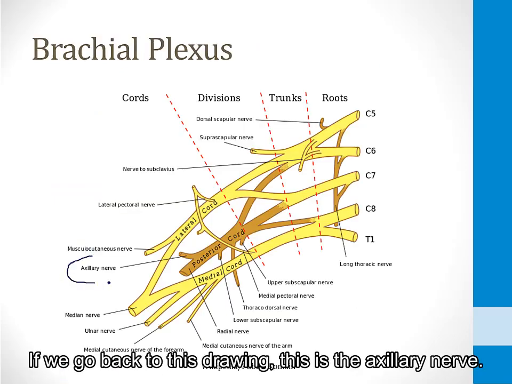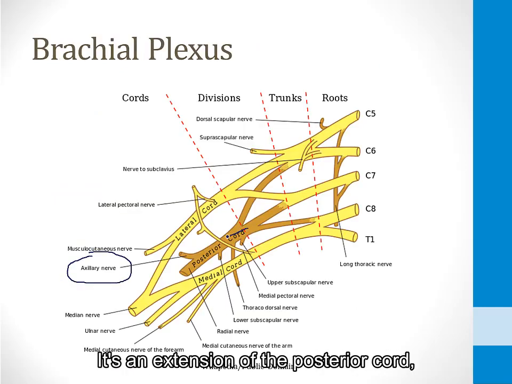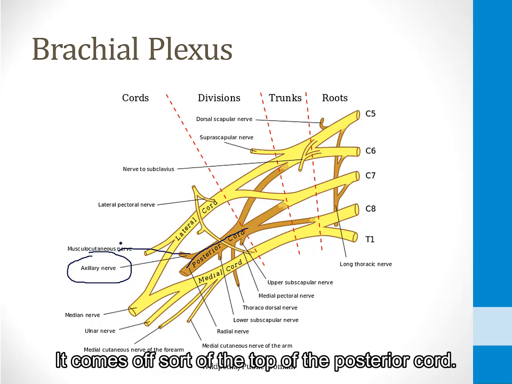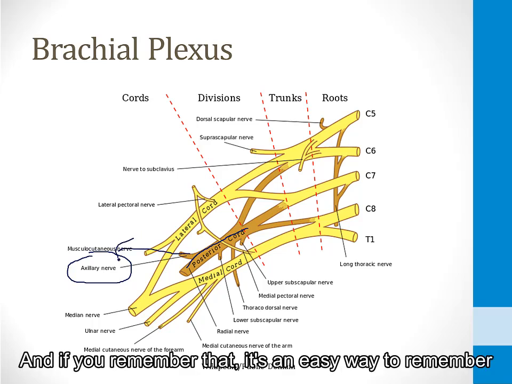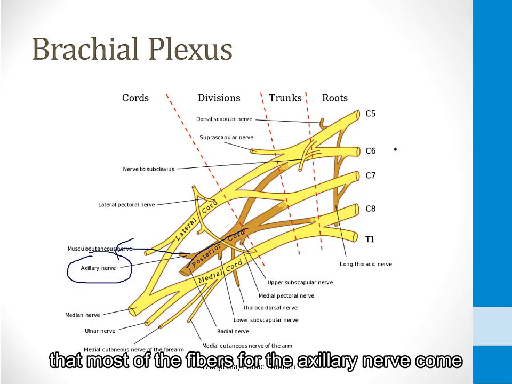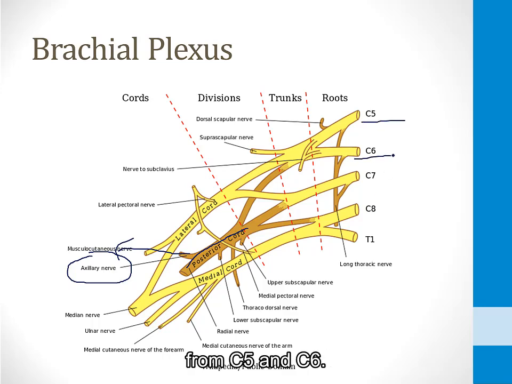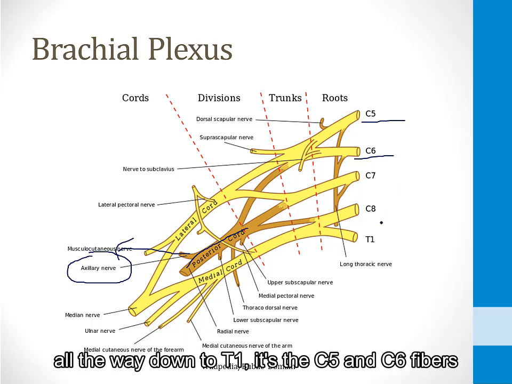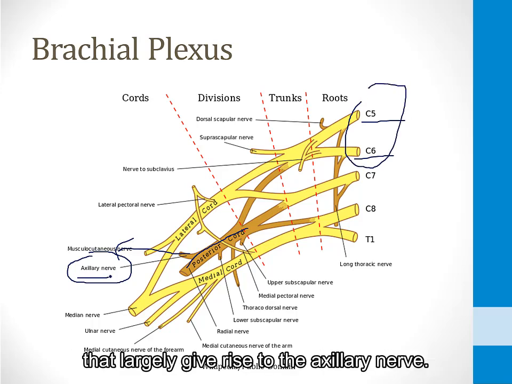If we go back to this drawing, this is the axillary nerve. It's an extension of the posterior cord. But notice the way it's drawn in this picture. It comes off sort of the top of the posterior cord. And if you remember that, it's an easy way to remember that most of the fibers for the axillary nerve come from C5 and C6. So even though the posterior cord receives fibers from C5 all the way down to T1, it's the C5 and C6 fibers that largely give rise to the axillary nerve.